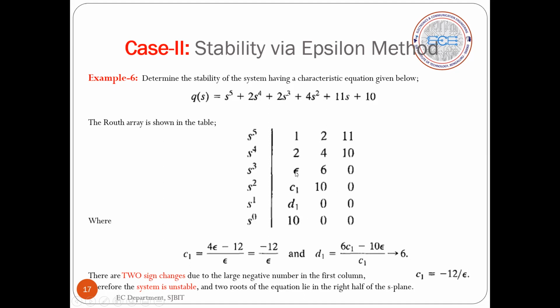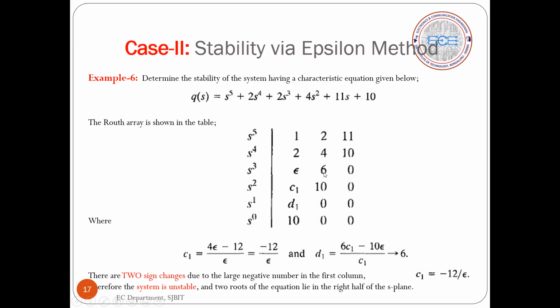So what have we decided here? We have decided to take a very small positive value which tends to 0 and complete the table, so that we can observe if there is any sign change. If there is no sign change, we declare the system stable. If there is a sign change, we declare the system unstable. Now by doing that, we can easily calculate the next row elements. This one we got as 0, we replaced with epsilon, a very small positive value.